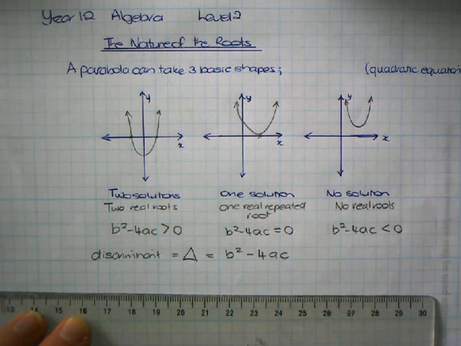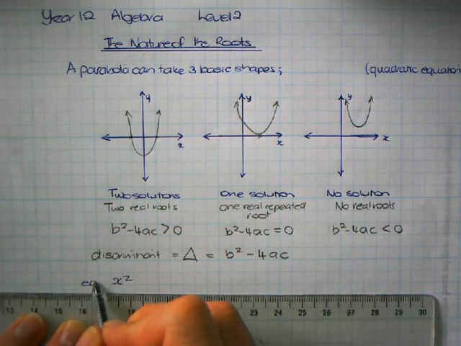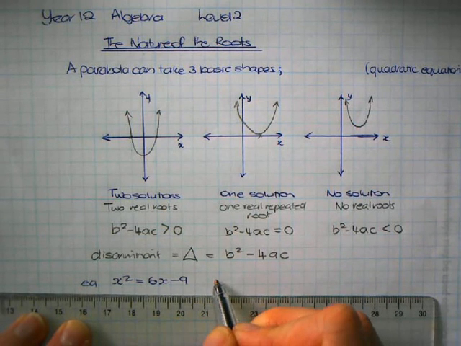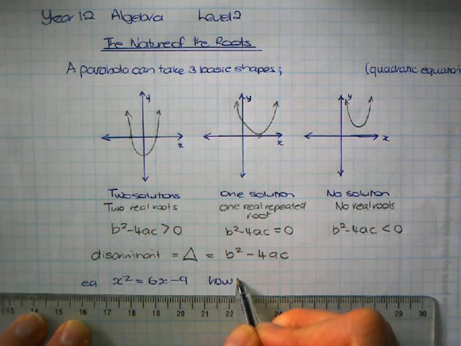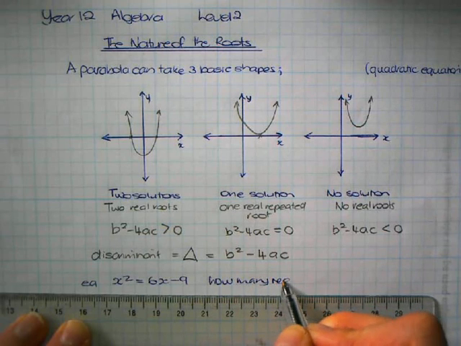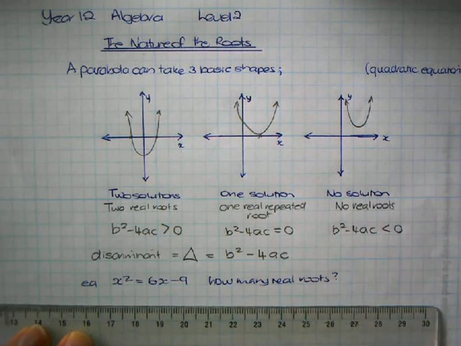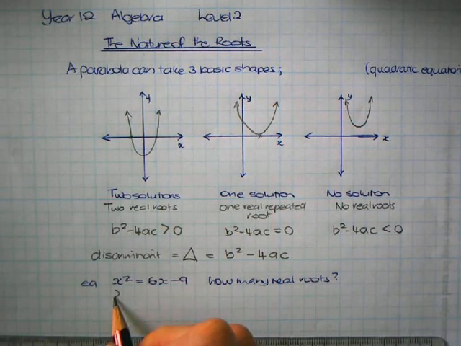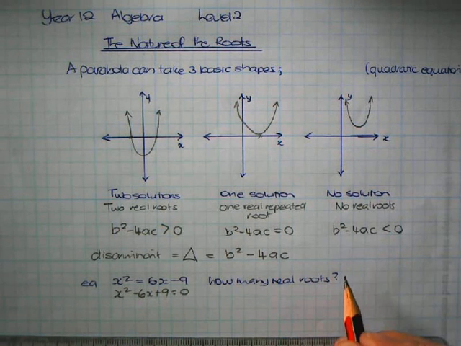So, for example, you're given this question, the equation x squared equals 6x minus 9, and you're asked what is the number of real roots. Okay, so how many real roots? So first of all, we must let this equation equal 0. So x squared minus 6x plus 9 equals 0. Okay, so this equation equals 0.